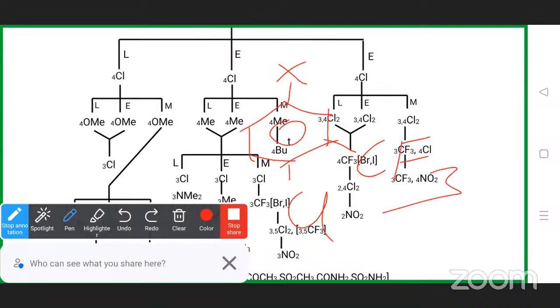Instead of chlorine here, you substitute the trifluoromethyl at the meta position and chlorine at the para position, right? Then you observe an increase in the activity here, right? Then you replace this chlorine with nitro again. So all of this is a trial and error method only, right?